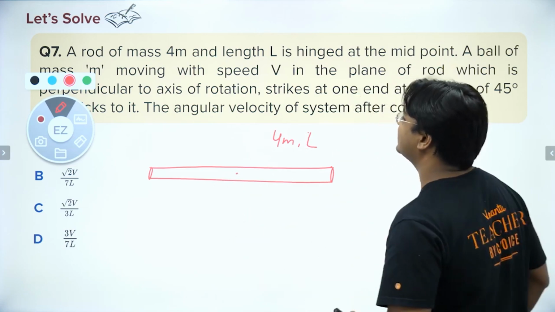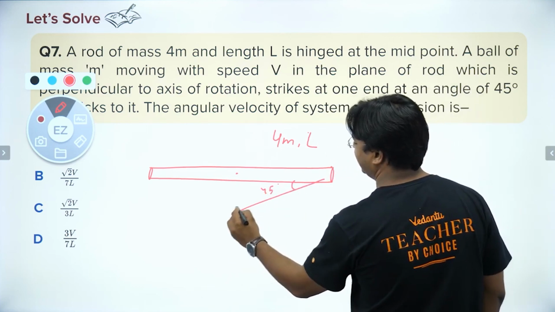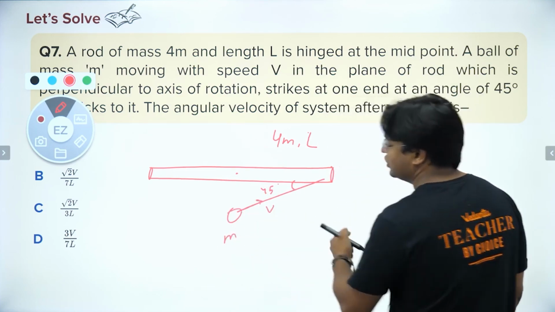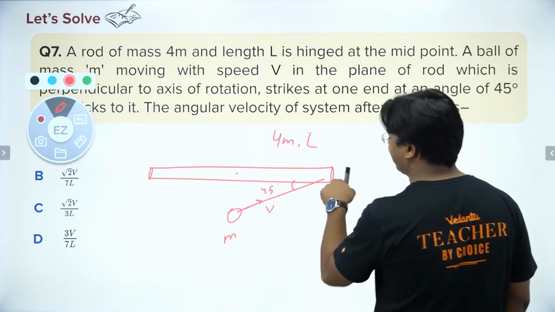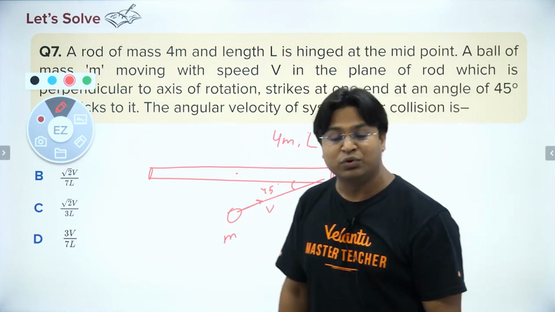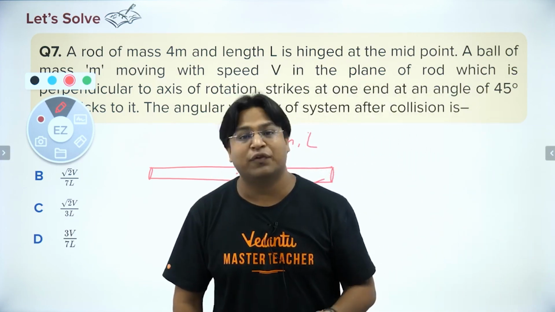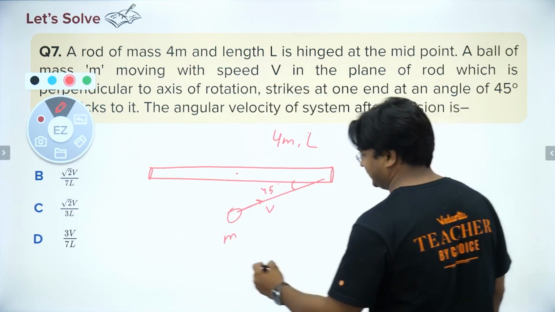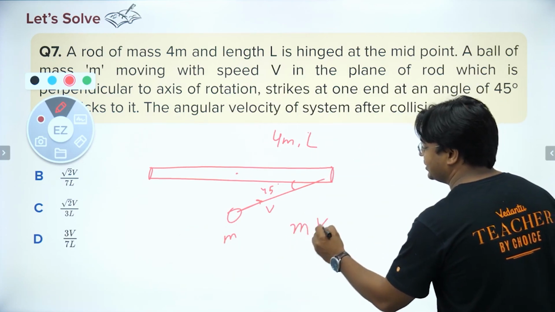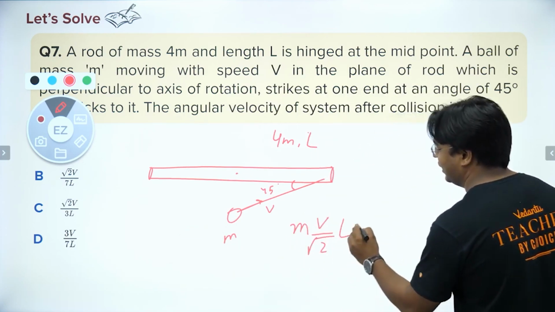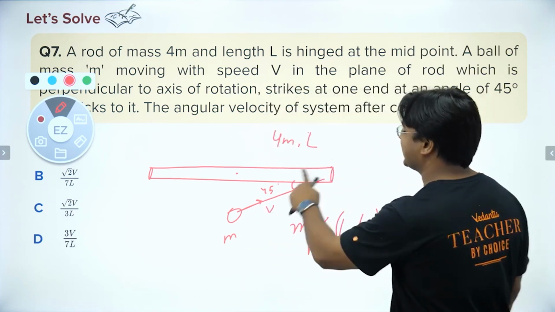A ball of mass m moving with a speed v. So there is a ball which is moving at an angle of 45 degree of mass m with a speed v. So we can break the velocity component into two parts. One velocity will be perpendicular to the rod, which will be v by root 2, and the other will be parallel to the rod. That velocity will not account for any angular momentum. Alright, so I'm going to use the conservation of angular momentum here. So angular momentum before collision is m v by root 2 into L by 2. After collision, the particle sticks to the rod.